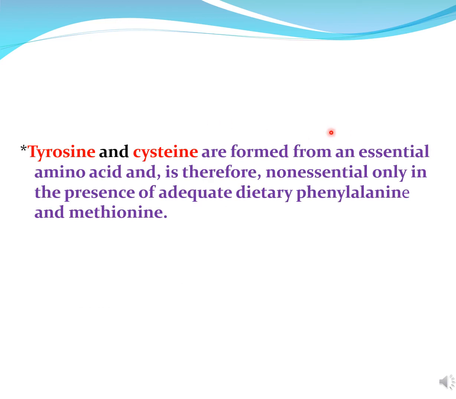As we said, tyrosine and cysteine are derived from essential amino acids. Tyrosine from phenylalanine, cysteine from methionine. So if we have deficiency of phenylalanine or methionine, if they are not provided adequately in the diet, there will be deficiency of tyrosine and cysteine, and especially tyrosine is an important precursor for several specialized products. All of them will be affected if there is phenylalanine deficiency in the diet.